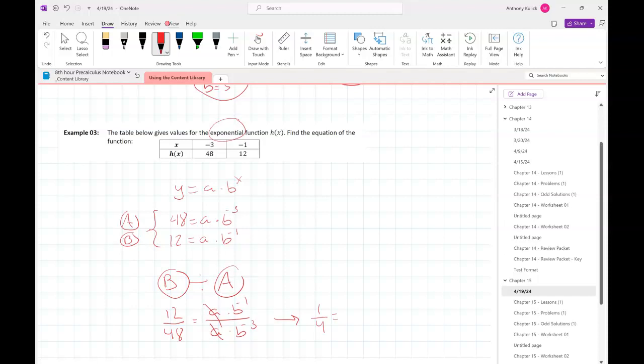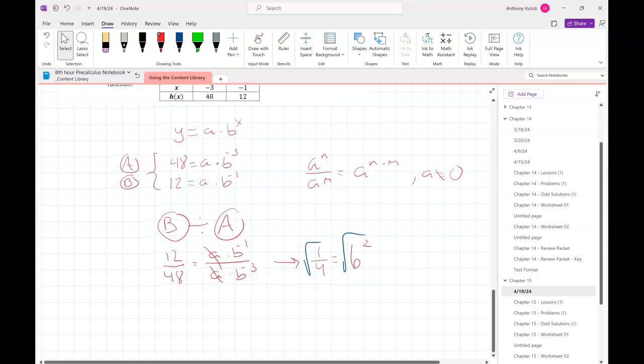Well, we can do that, right? And then maybe you remember this property of exponents, that to divide two exponents, I subtract their exponents. So that would be b to the negative 1 minus negative 3, b squared. To solve for b, then I square root both sides. When I square root both sides, I get plus or minus.